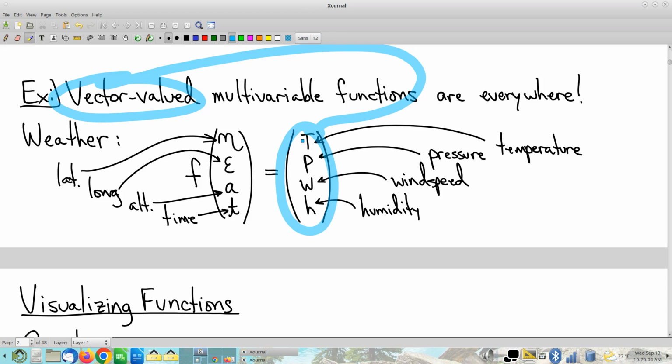Anyway, there you go. So vector valued because there's multiple outputs. Multivariable because there are multiple inputs. Right? And this is a reasonable function to talk about because if you want to talk about the weather, well, we can't do that until you tell me where you are on the surface of the Earth.